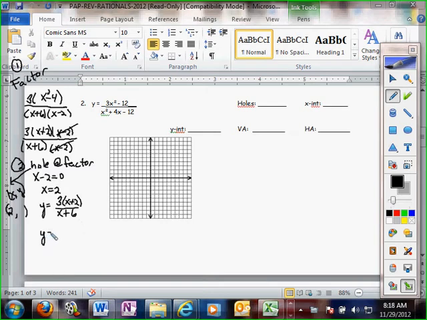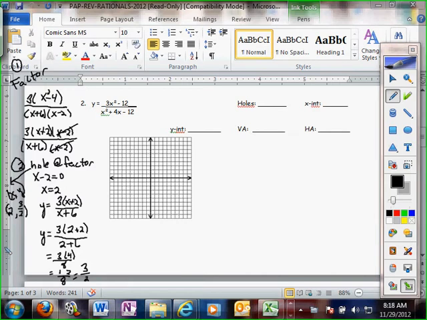So I have y equals 3 times x plus 2, but x is 2, so it's 2 plus 2. See, x is 2 right here. I'm plugging in a 2 for x. Over 2 plus 6, which simplifies to 3 times 4 over 8, which simplifies to 12 over 8, which reduces to 3 halves. Because 12 and 8 have a common factor of 4. 12 divided by 4 is 3. 8 divided by 4 is 2. So the y value of my hole is 3 halves, or 1.5.